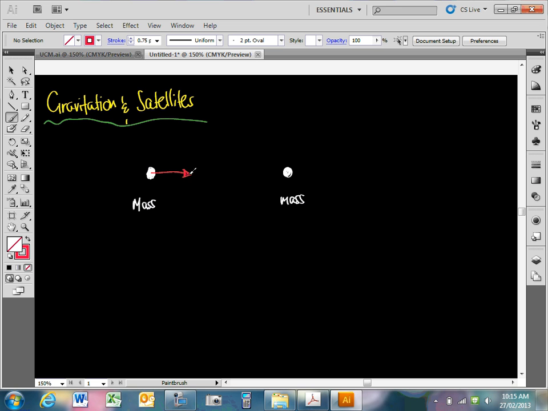I can draw a force with respect to the other mass. How long would I draw this force here from the center of the body? Yeah, it's the same, isn't it? It's the same length. Okay. Force, and we might say minus F there, but I've drawn it in the opposite direction, so we don't have to put the minus. I've drawn the arrow in the opposite direction.